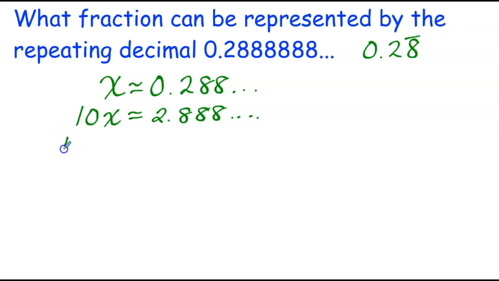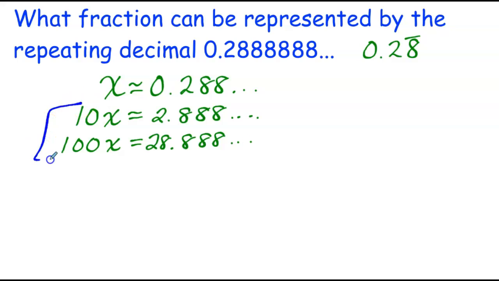So I'm going to try doing 100x. I would move the decimal over twice. And 100x equals 28.888 repeating, etc. So now what you're going to notice is that I have here 10x and 100x, and after the decimal point, all they have is 8s.